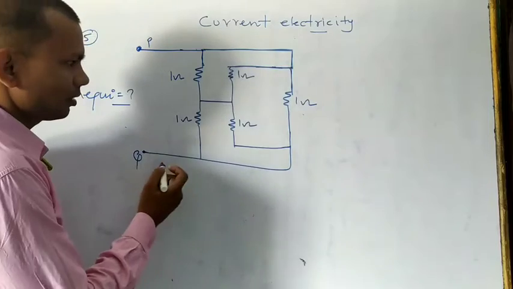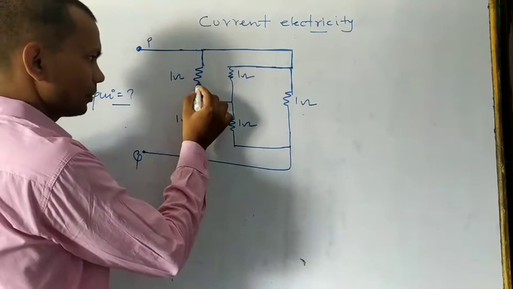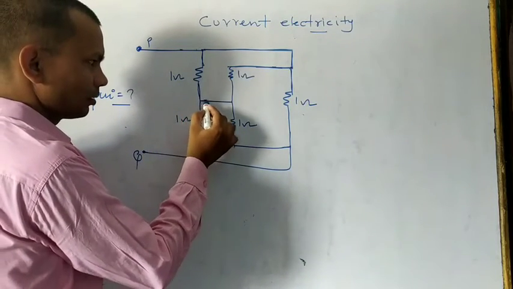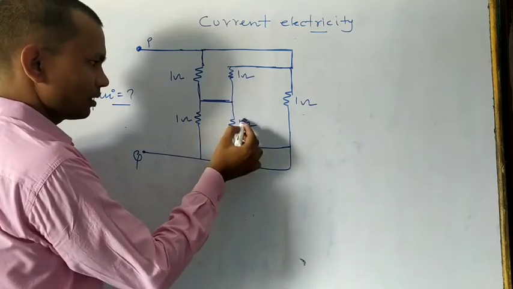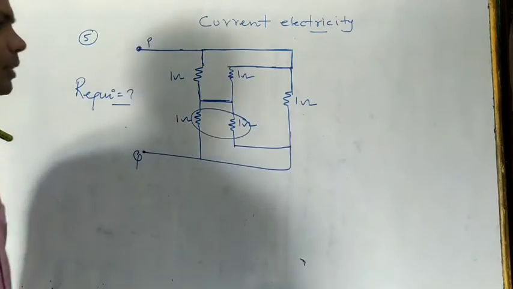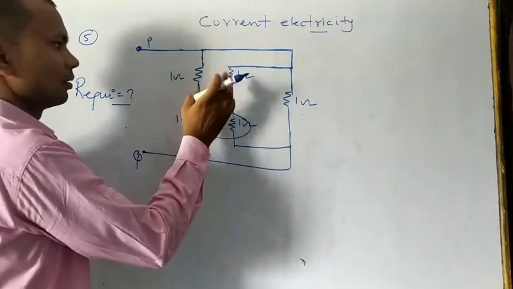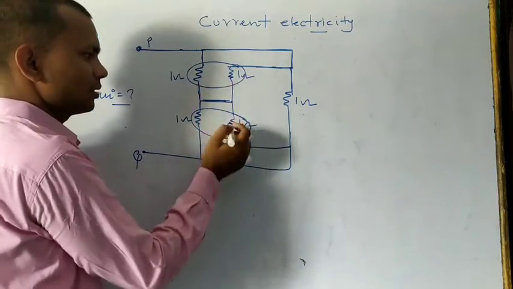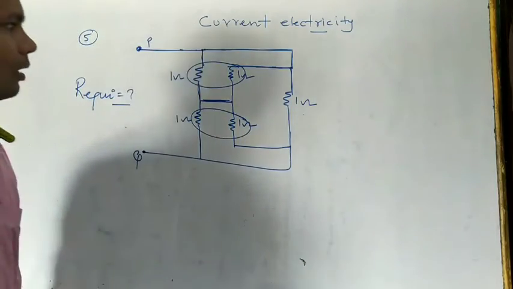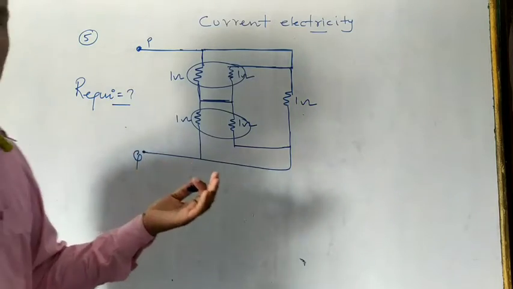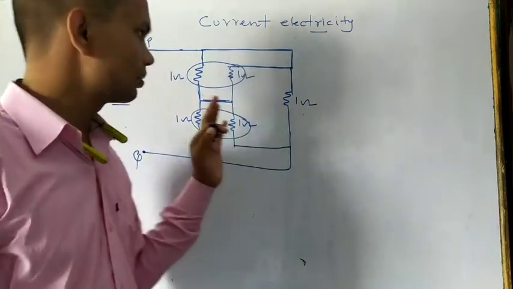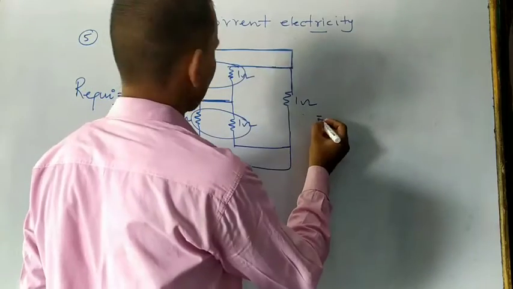Similarly, if you see from here, again two paths are there, and there is a bridge, so this and this are also in parallel, meaning these two resistances and these two resistances are parallel. Now if you want to reduce this circuit, we can redraw it like that.